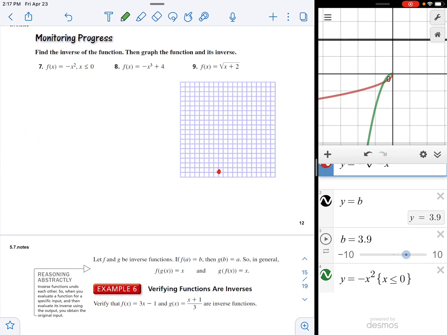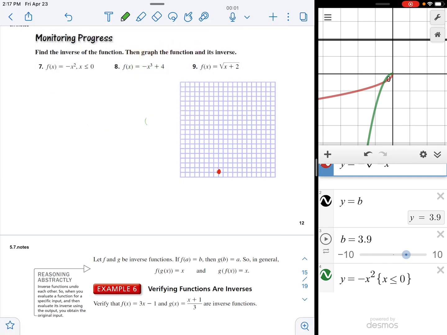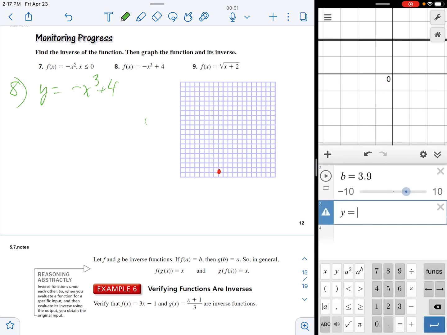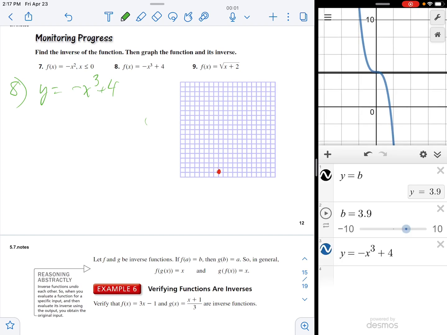That one's gone. Let's do number 8, okay? Stop that. Okay, number 8. We got y equals -x to the third plus 4. So let's do the consider. Y equals -x to the third plus 4. Very good. Okay, if I look at that, it's going to be an inverse.